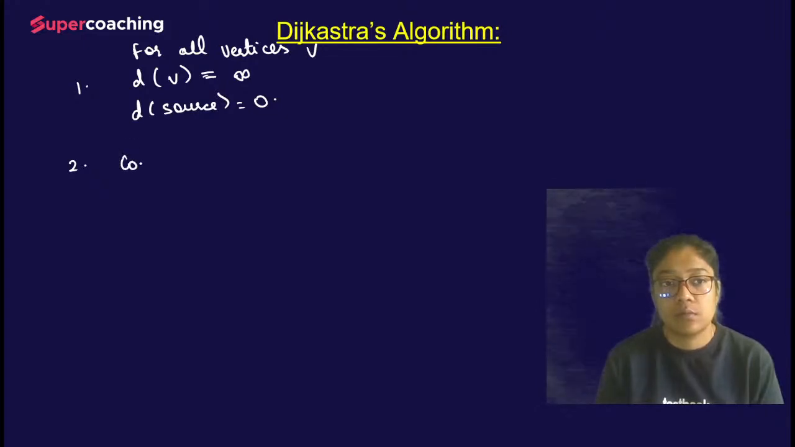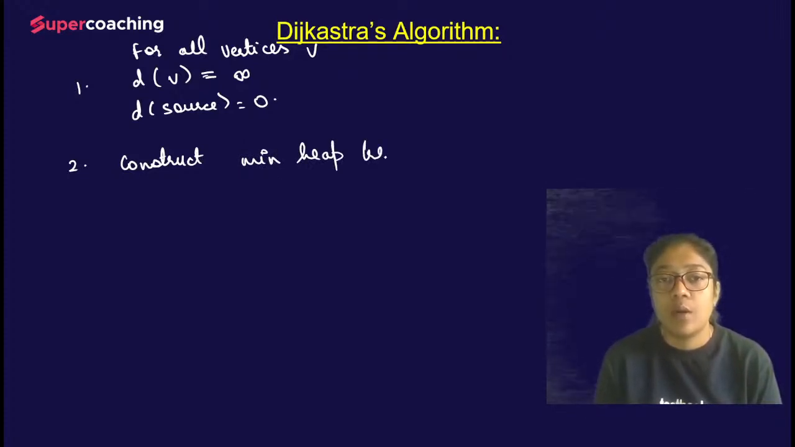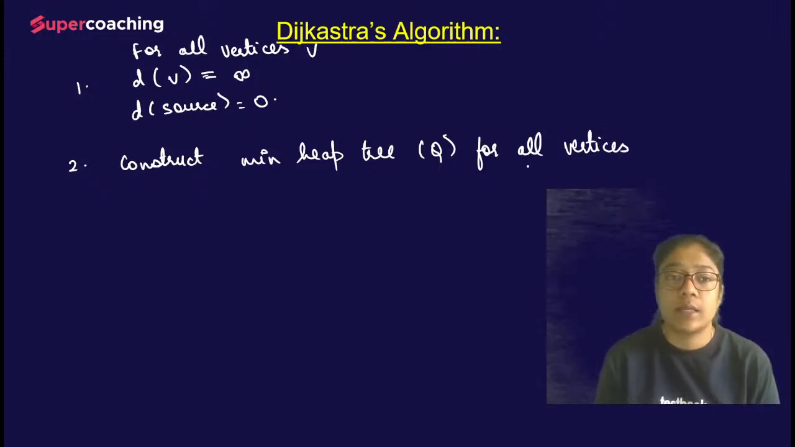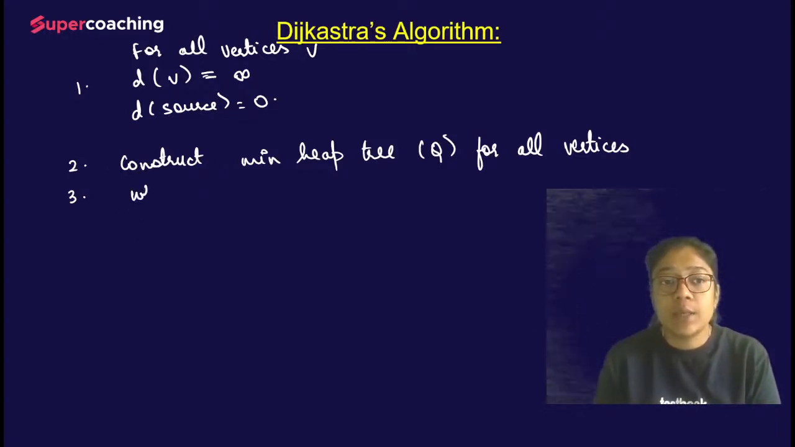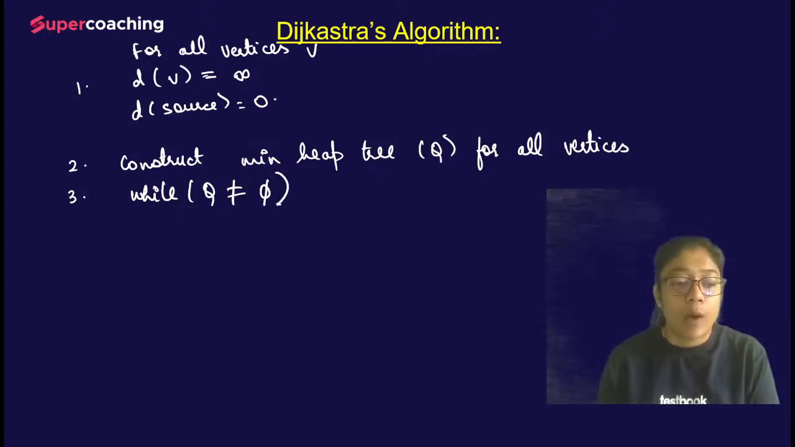Construct min heap tree, because every time we are deleting the minimum value. I'm calling this as Q, for all vertices. Next step. After that, we have to delete one by one all the vertices from the tree. So while the tree is not empty, that is, until you have included all the vertices, while Q is not equal to null, till then what we have to do is we need to delete the minimum value, extract min.